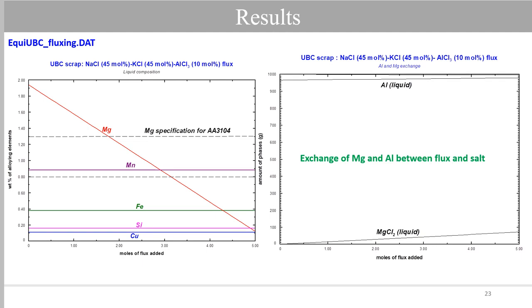And the reason for that is that the amount of aluminium in the liquid is actually increasing as we add more molten salt. Of course, not all the magnesium is consumed here, but the more molten flux salt that we have, we're going to produce more magnesium chloride, and we can here fit the specification for the A31 alloy. So what we can see is that there's an exchange of magnesium and aluminium between the flux and the molten salt.